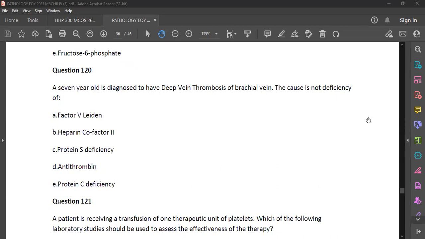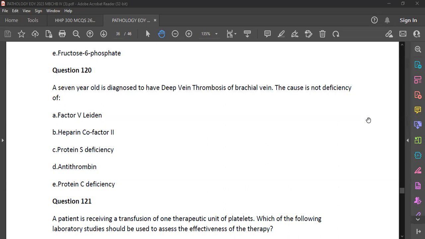Right, so a 7-year-old is diagnosed with a deep vein thrombosis of the brachial vein. Yeah, the question is which deficiency is not a cause of thrombosis. So if you look at, we talked about, what's thrombosis? Thrombosis is when you're not able to control your coagulation. Yeah, if your coagulation factors in some sense are not placed under control.